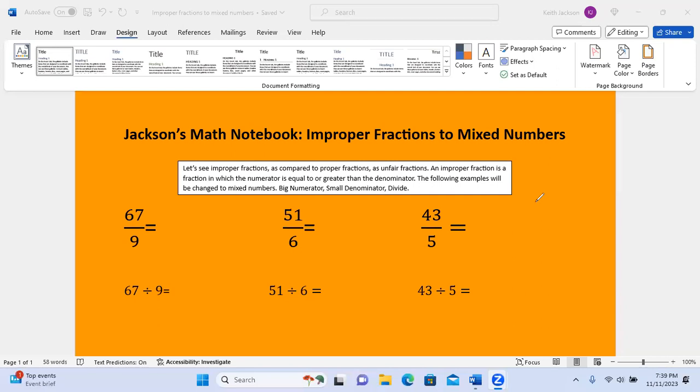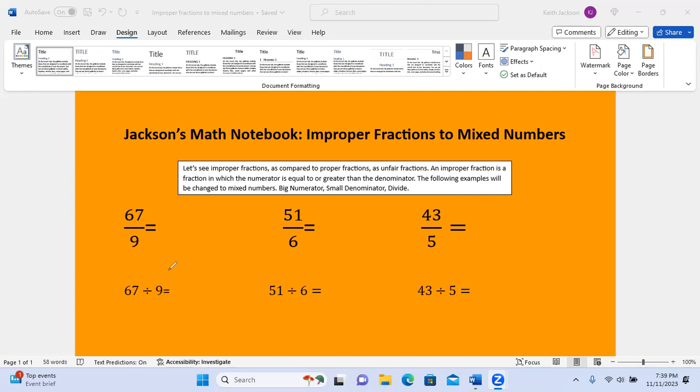Today, we are going to transform improper fractions to mixed numbers. Let's see improper fractions, as compared to proper fractions, as unfair fractions. An improper fraction is a fraction in which the numerator is equal to or greater than the denominator. The following examples will be changed to mixed numbers. And when we change them to mixed numbers, think big numerator, small denominator, then we divide.